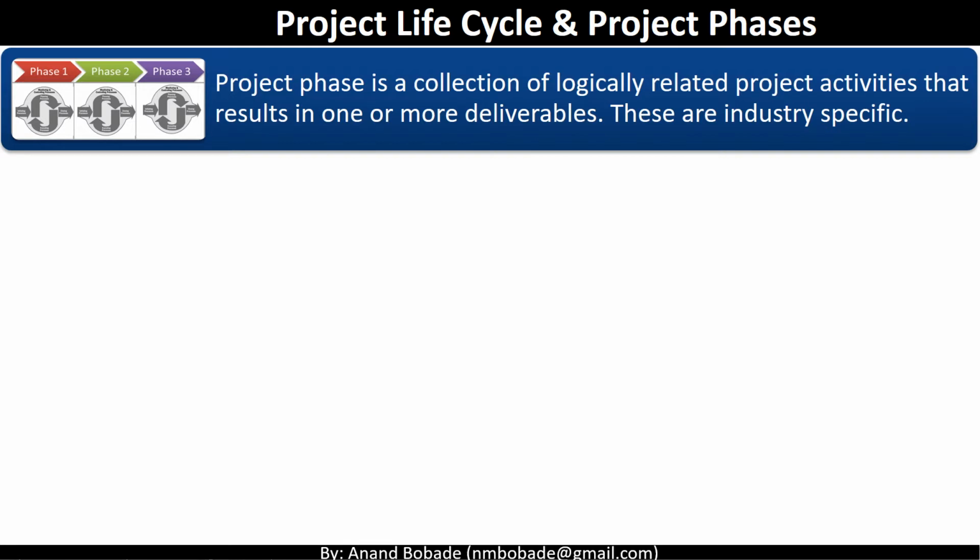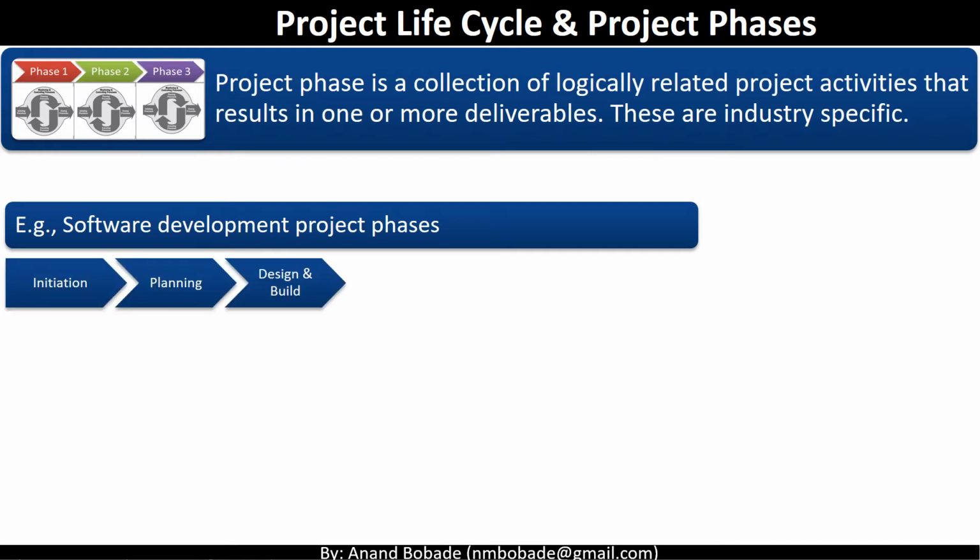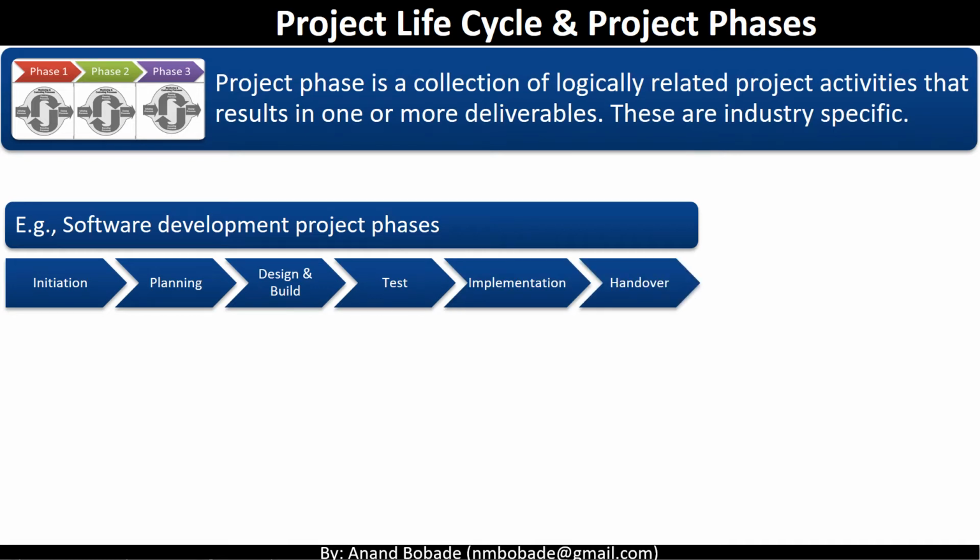Projects are divided into number of phases. Project phase is a collection of logically related project activities that result in one or more deliverables. Think of a software development project. It will have phases like initiating, planning, design and build, test, implementation, handover. Each phase describes the work and the deliverable that phase is creating. For example, in design and build phase, team will develop a software design document, take appropriate approval, and then complete the coding. In testing phase, testing team will test the software.